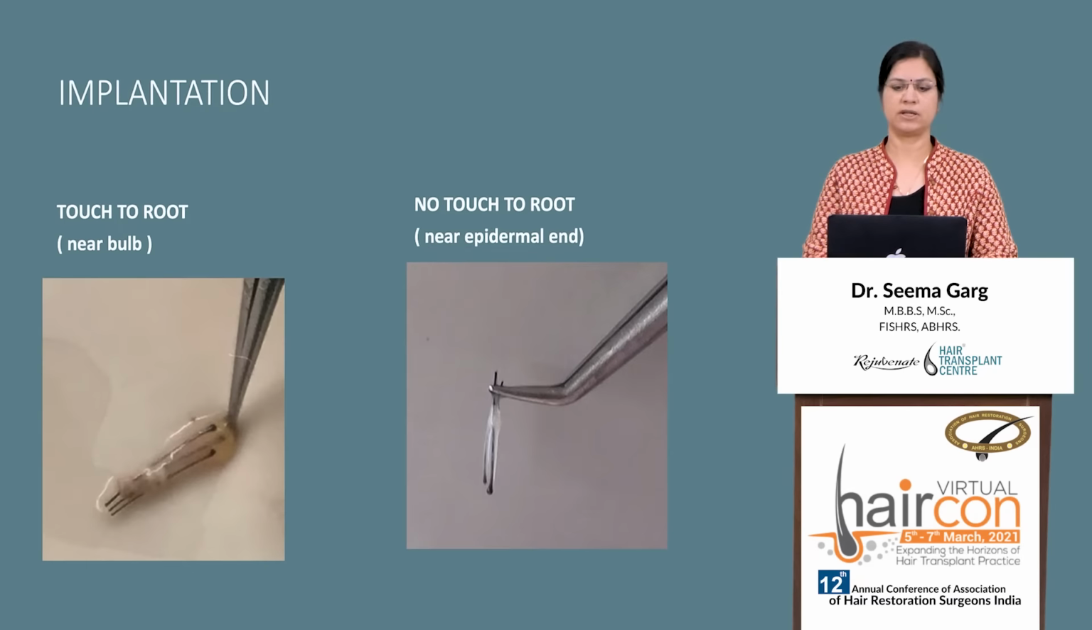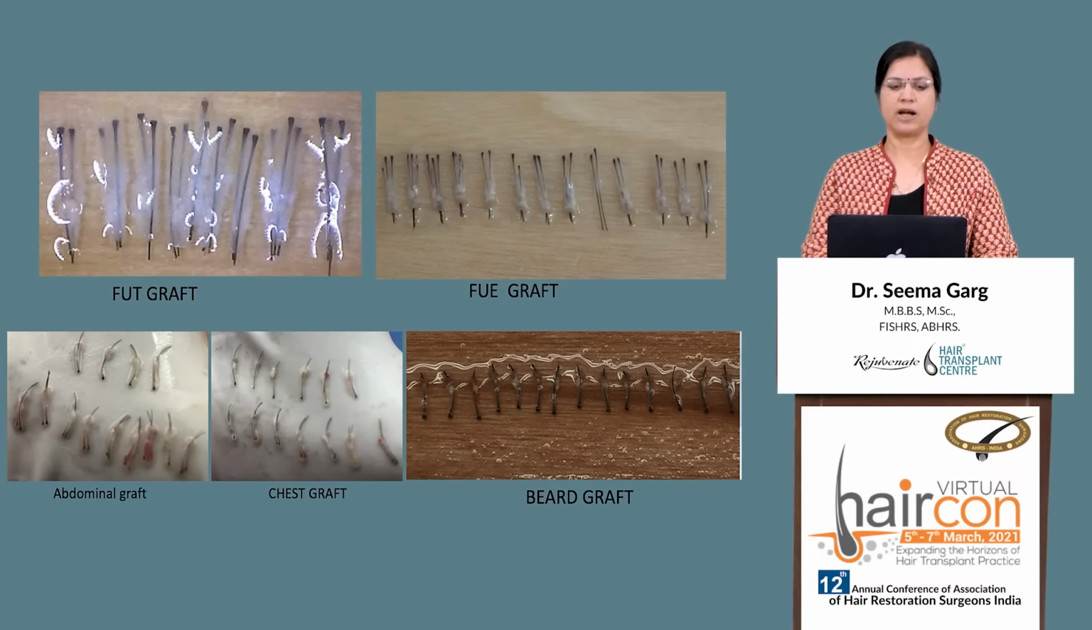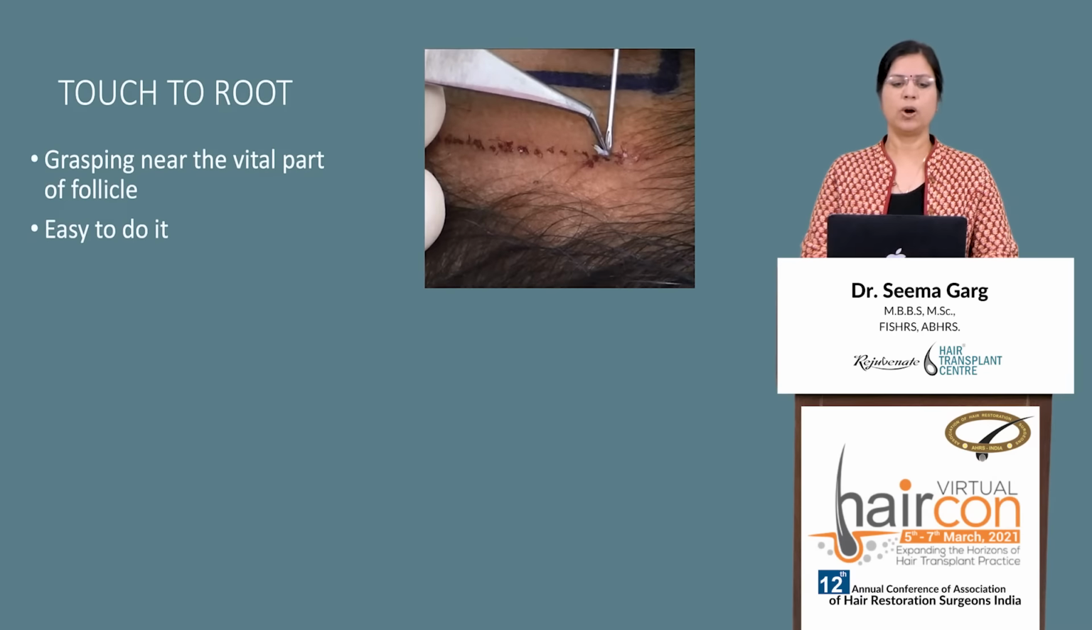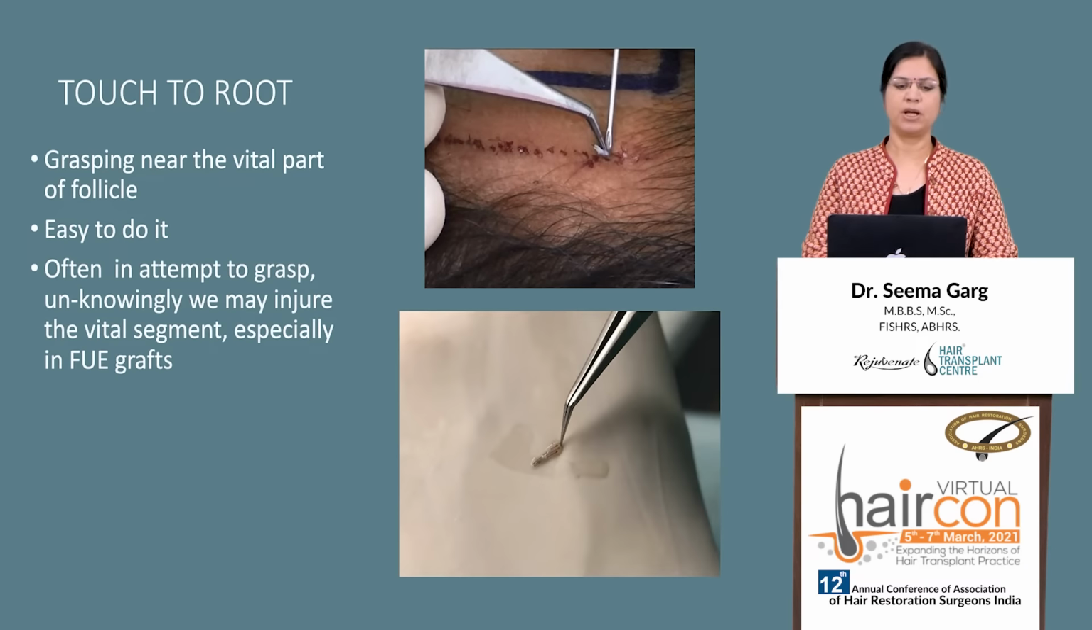So, we can compare two types of implantation, touch to root and no touch to root, by comparing these photographs. These are different types of grafts: FUT grafts with perifollicular tissue and FUE grafts, which are more delicate with no or very little perifollicular tissue, whether of scalp, abdomen, chest or beard. Now, in touch to root or grasping near the vital part of the follicle, this type of technique is easy, but often in an attempt to grasp, we may unknowingly injure the vital segment, especially in FUE grafts, and this will affect the final result of the hair transplant.